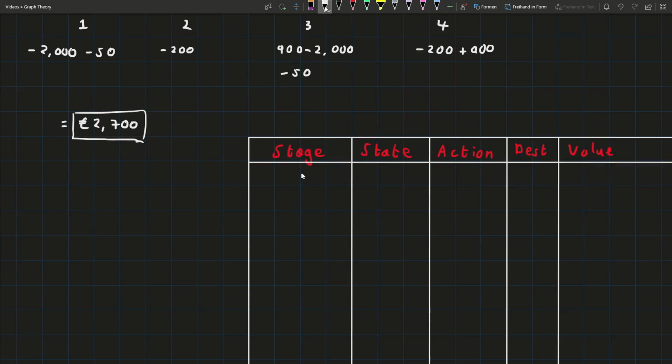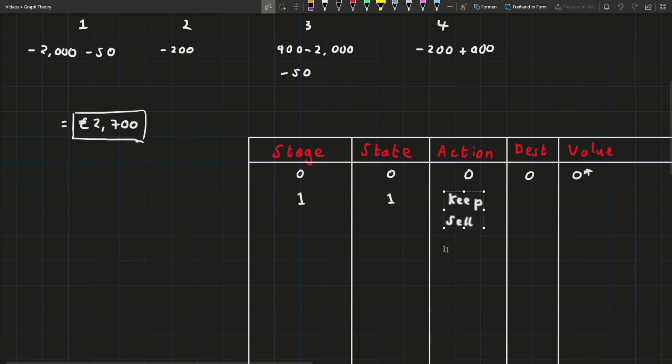So remember, we start from the end, and we start with 0 years left. We have 0 years left. The action is keeping it for 0 years, destination is 0 years, and the value is 0. So it's not super interesting. In fact, you could technically leave out that line, but they did it in the examples. Then our next stage is we have 1 year left, in which case we have two options. We either keep it, or we sell it.